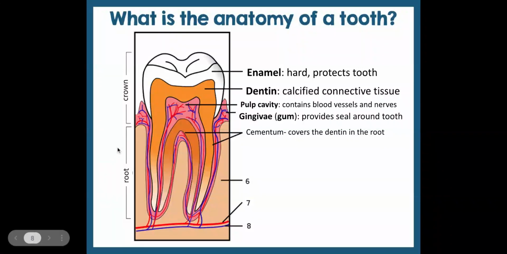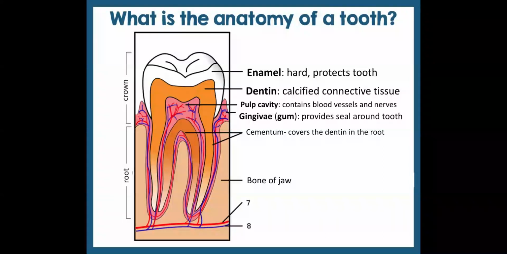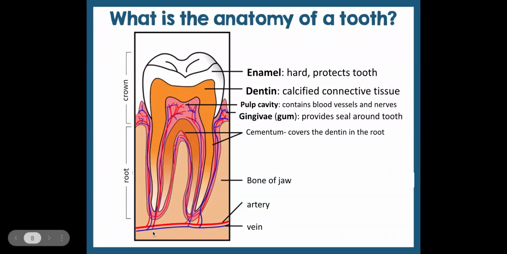Okay, now you also have the root below that. And the root is made of cementum. It covers the dentin in the root. Then you have the bone of your jaw. You have an artery below that and a vein below that. So the cementum, bone of the jaw, the artery, and the vein, these make up the root of your tooth.